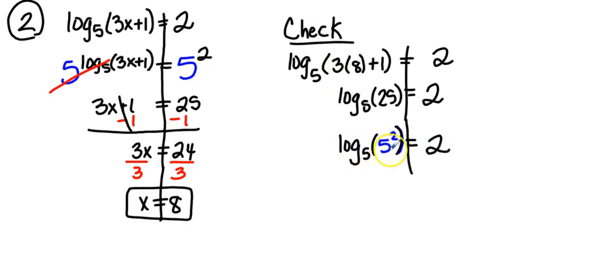Log base 5 of 5 cancels, or you could see it as the power property, however you like to see it. Log base 5 of 5 cancels, leaving behind that exponent, which was 2, and check it out. 2 equals 2. Our solution is real.